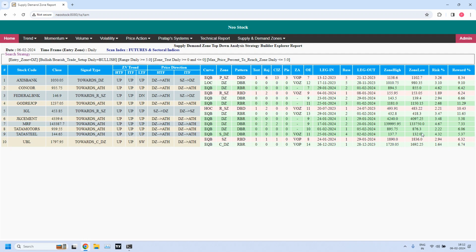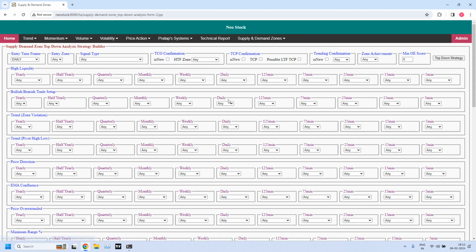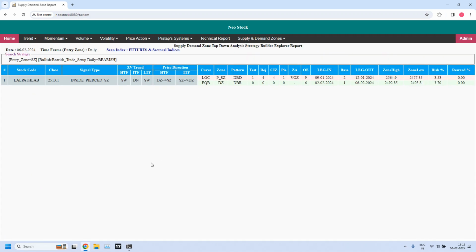Now for daily time frame, that means for monthly income trade, LTF is daily. Let us find bearish trade setup related stocks. So entry time frame is daily. This is LTF time frame. And now the entry zone should be supply zone. Which value do you want to set in bullish or bearish trade setup on daily time frame? We want to set bearish. We want only bearish setup stocks. Only one stock is filtered, and that too is a pierced zone. So we don't look for a MIT bearish trade setup, no suitable stocks are there.